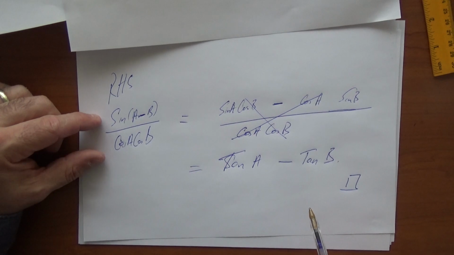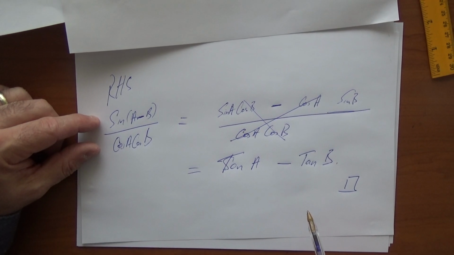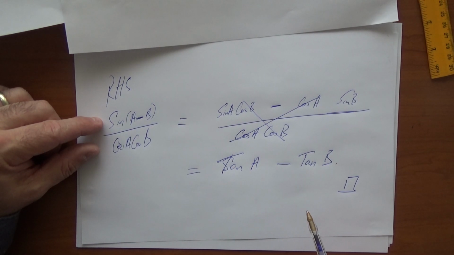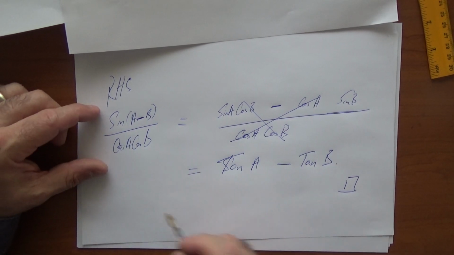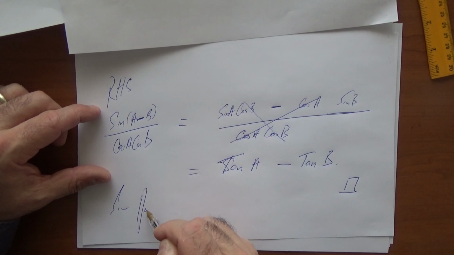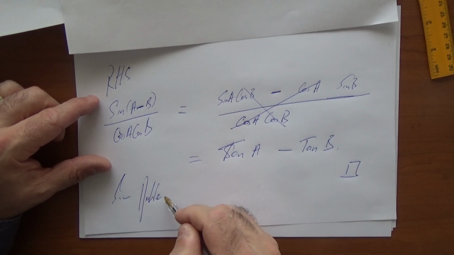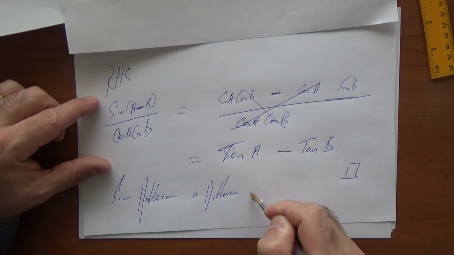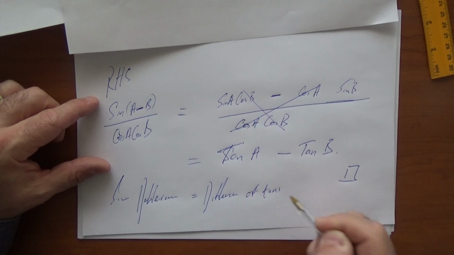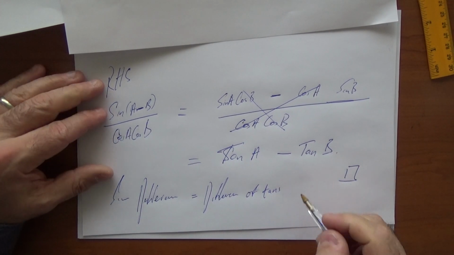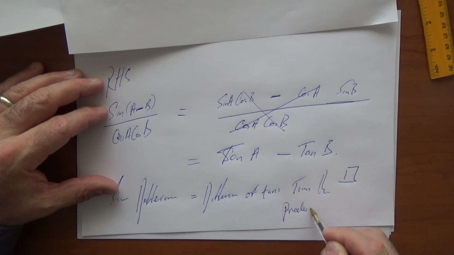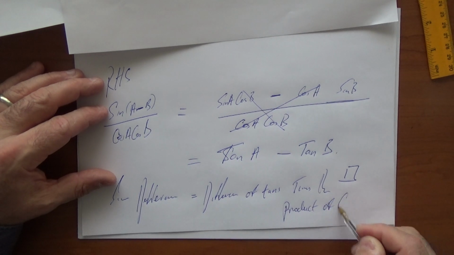Now, by all means this is a weird or difficult one to come to terms with. So the sine of a difference is equal to the difference of tans times the product of cosines. The sine of a difference is equal to a difference of tans times the product of cosines.